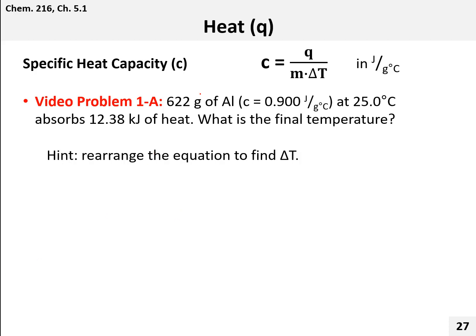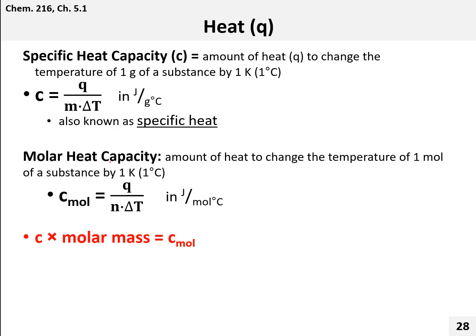All right, so this one, we have 622 grams of aluminum. That's our mass. We're given C, and we're given a Q, and now we want to know the final temperature. So we're told the initial temperature. So what we need to do is we need to figure out delta T. So hint, you're going to start by rearranging this equation to get delta T, and then you can use that to get final temperature.